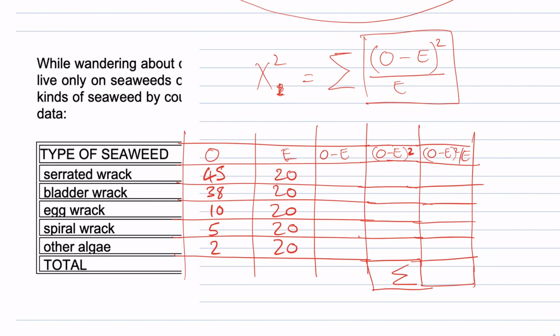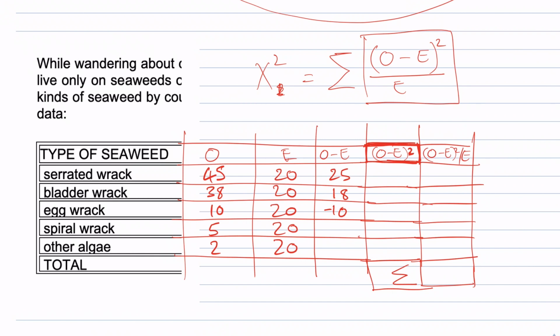So 45 minus 20 should give us 25. 38 minus 20 should give us 18. The difference between 10 and 20, or 10 minus 20, is going to be minus 10. Okay, let's put the minus 10 there. But don't worry about this. This is about differences, really. So you can put minus 10 down, technically that's correct. But we are going to square this value, so you should end up with a positive value in either case.